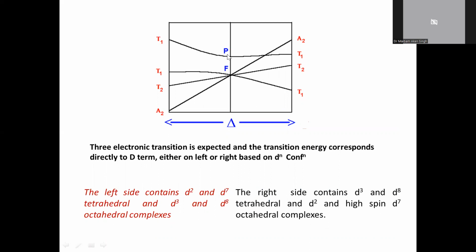Now the F Orgel diagram. In the F, another P we will include. This is the left side and the right side. The left side: D1, D6 tetrahedral, D3, D8 octahedral, and the right side: D3 and D8 tetrahedral, D2, and high spin D7. This is high spin. Just remember this thing. High spin D7 octahedral, not low spin. Just remember how electrons get distributed to get high spin, from the splitting point.